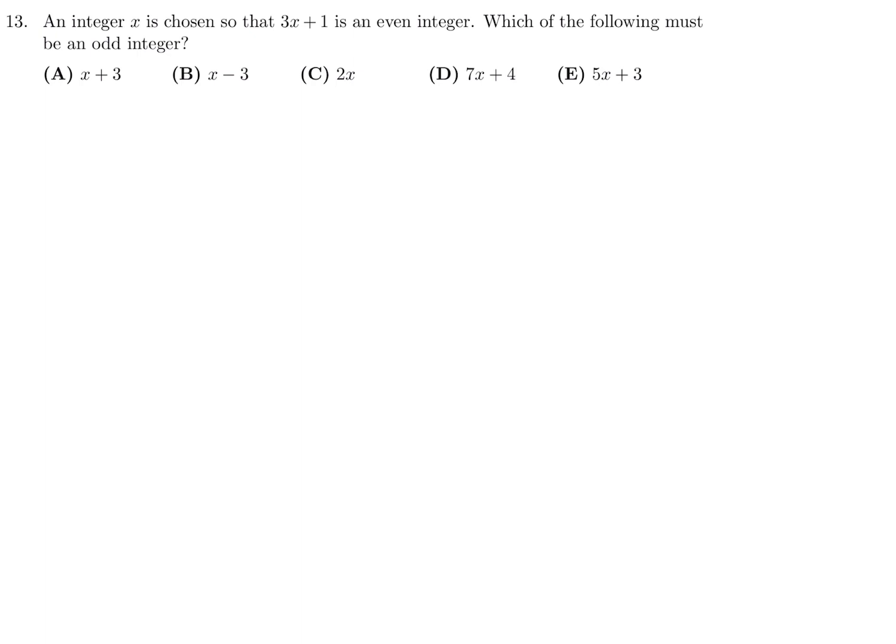If an integer x is chosen so that 3x plus 1 is an even integer, which of the following must be an odd integer? So what I like to do is just give a value for x, and then it makes it a little easier. So let x equals 3. First, let's see, does that make 3x plus 1 an even integer? 3x plus 1 would be 3 times 3 plus 1, which is 10, and that is indeed even.